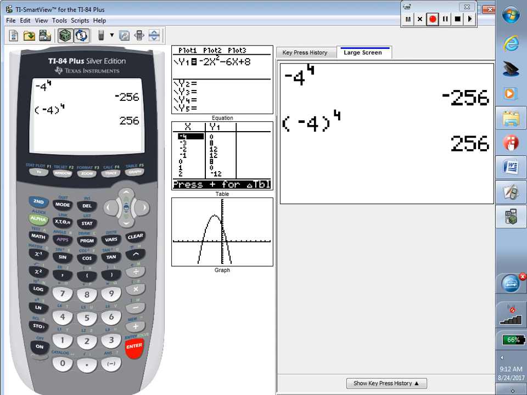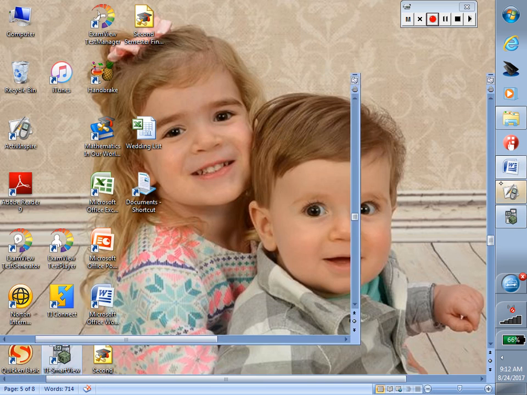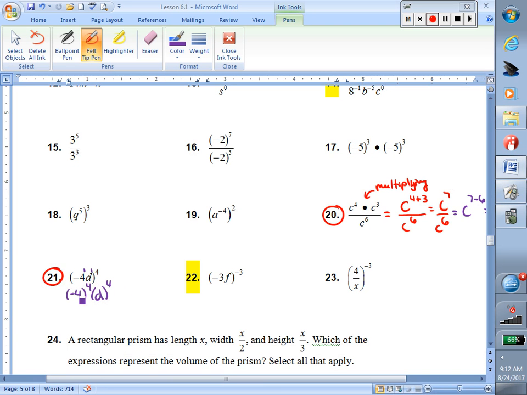You'll see some of those in your practice. Don't be afraid to ask questions about how to use your calculator and when you need parentheses or when you don't. So negative 4 to the 4th power is 256. And then d to the 4th power, we really don't need those parentheses there. So just be very, very careful when you have those exponents of 1. They're really not written.